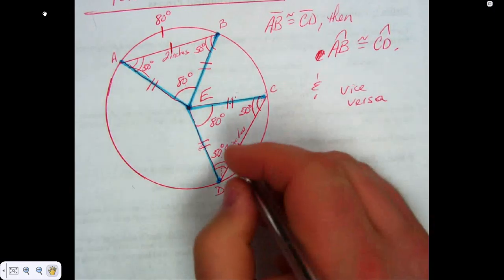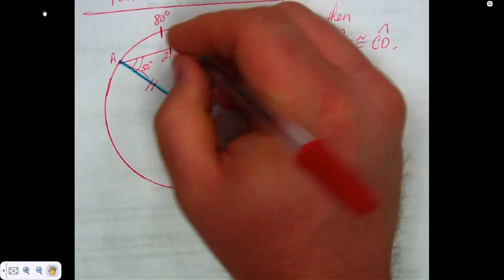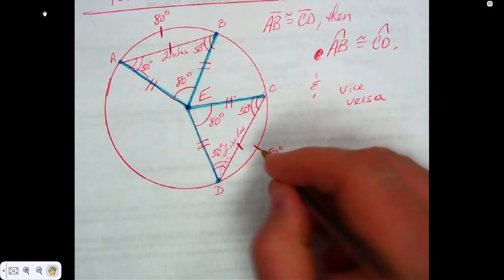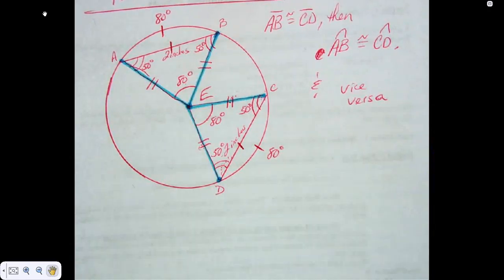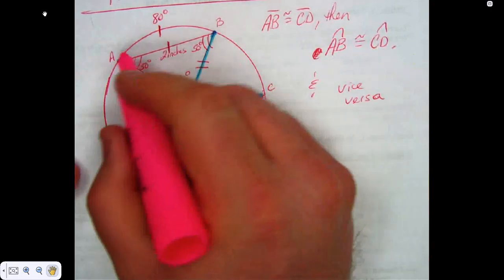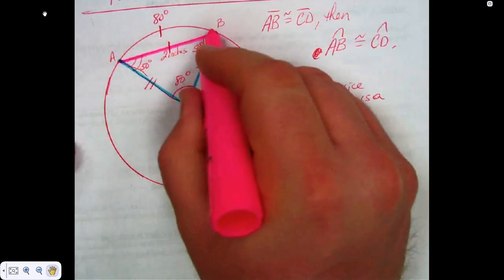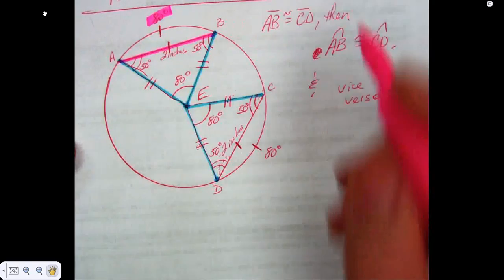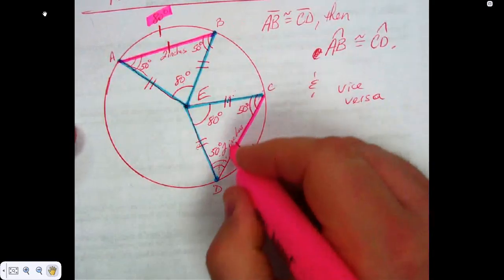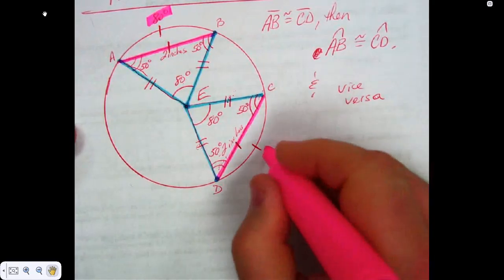All of this, from knowing that's congruent to that, that's congruent to that, and then telling you that's 80, I found all that information. The thing in pink is the only thing you started with, this and that. All the other stuff you found.